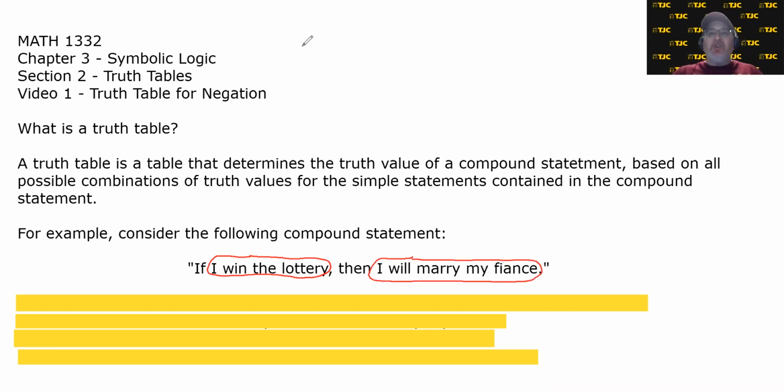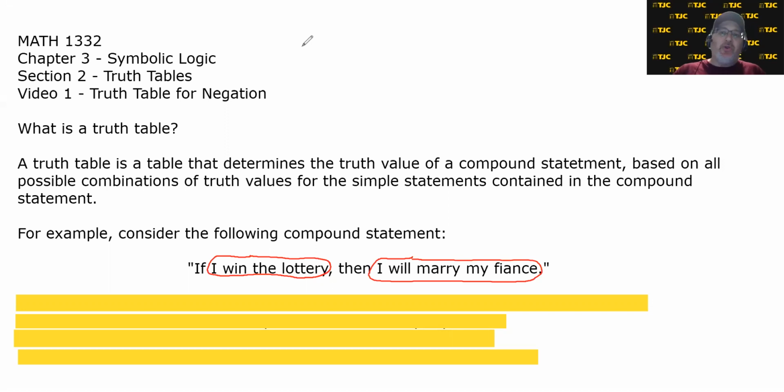Now, those two individual statements have truth values. I win the lottery, that's either true or false. I marry my fiance, that's either true or false. And notice that I fiddled with the verb tense. Even though the simple statement is I will marry my fiance, we can also discuss it in the present tense, I marry my fiance, or even in the past tense, I married my fiance.